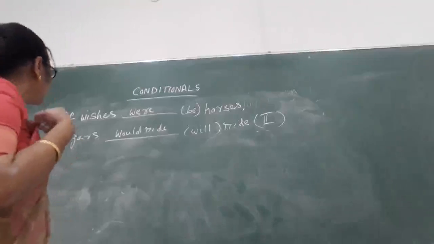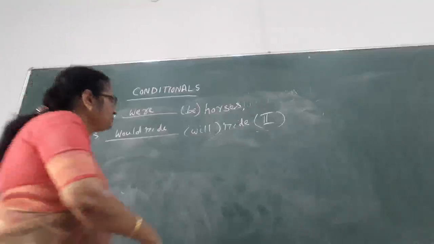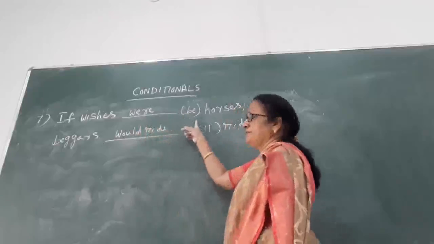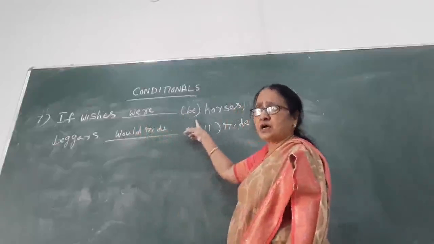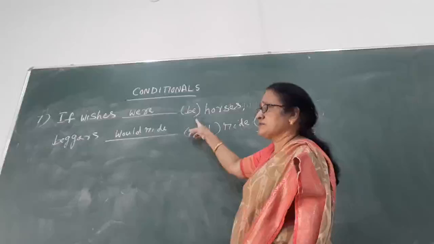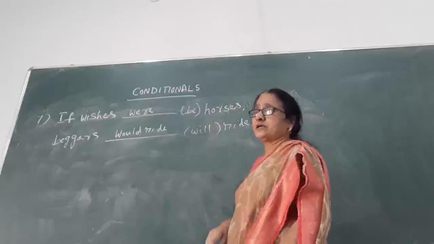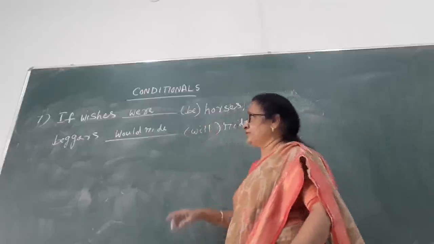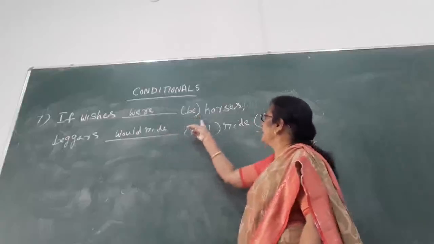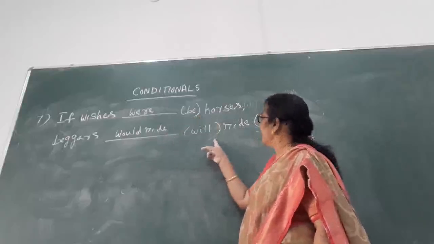Now this is the seventh bit I am explaining. If wishes dash BE, the BE forms, you know, are is, are, was, were. According to the sentence, according to the conditional, you have to be careful. So: If wishes dash BE, horses, beggars dash within brackets will, alright.